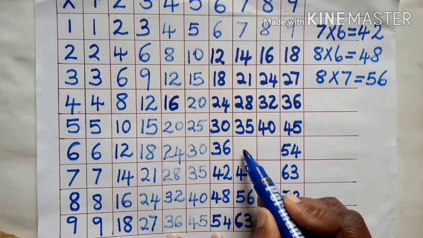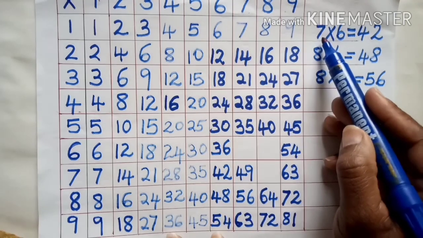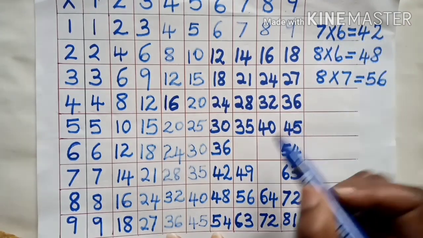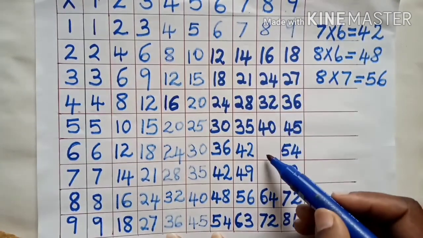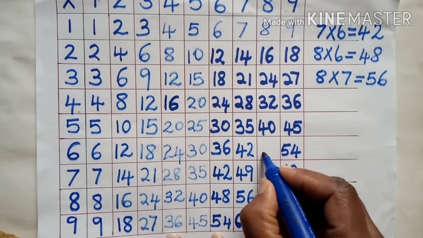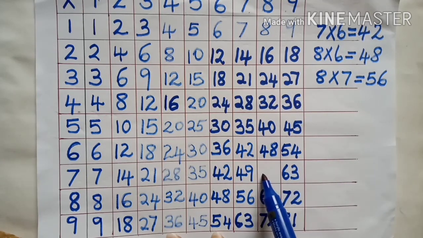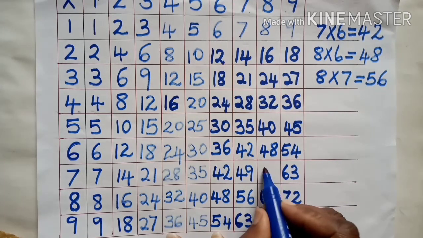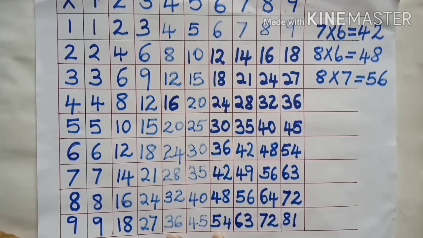Now this one is 6 times 7. 6 times 7, we've already said it is the same as 7 times 6, which is 42. 8 times 6, we've already said is 48. And we have this one, 8 times 7 is 56. And there we have our table completed.